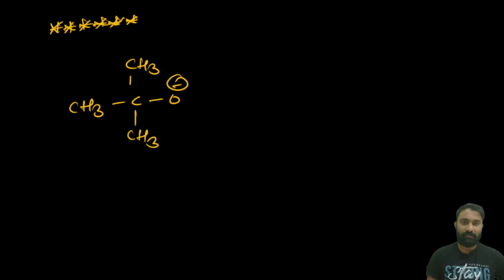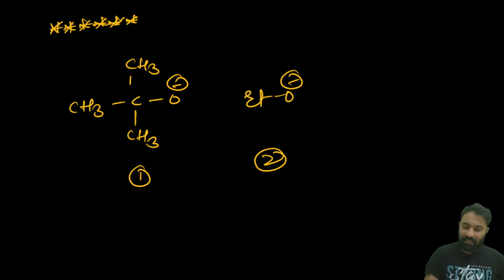Now in this case you have to be very careful. This is one very important species, you have to be very careful with this one. Suppose they have given tertiary butoxide and ethoxide. Among 1 and 2, which has the higher nucleophilicity? It will make you somewhat confused. Now you have to say.